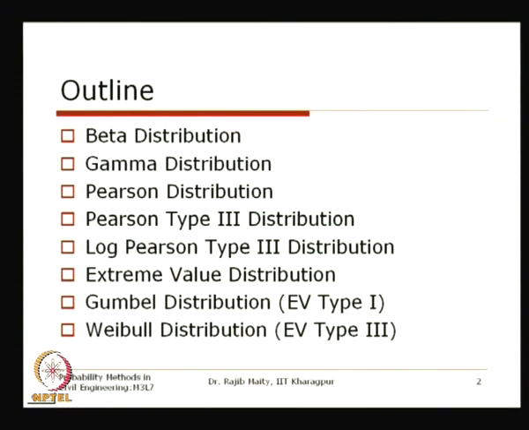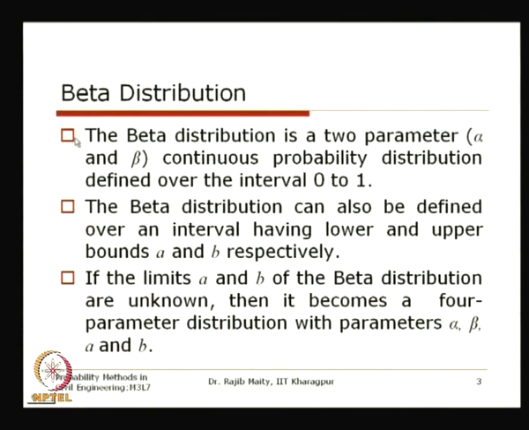Basically, in today's lecture we are starting with the distributions which were not covered in the previous lecture. So, we will start with the beta distribution. This beta distribution is basically a general case of the uniform distribution. There is a similarity between the beta distribution and the uniform distribution in the sense that both distributions have specific bounds, both a lower bound and an upper bound.